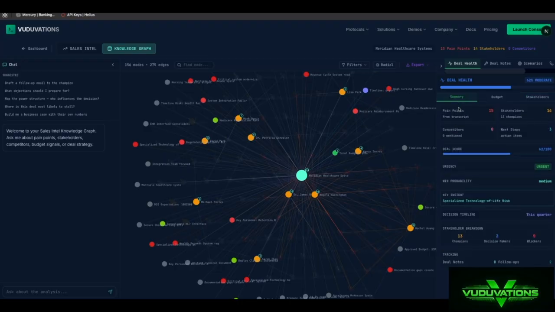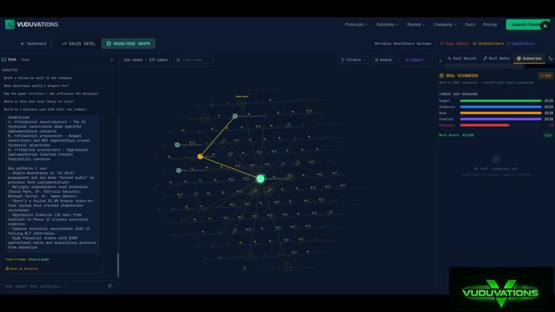I want you to think of this kind of like a live credit score, but for your deal. It's a real-time calculation based on the classic BANT framework, so budget, authority, need, and timeline.